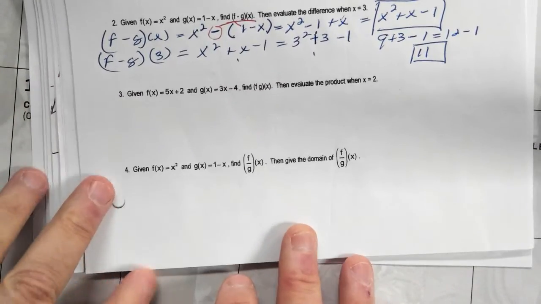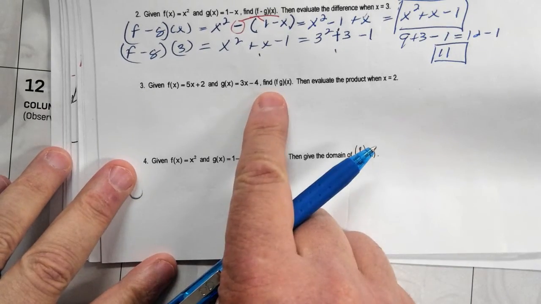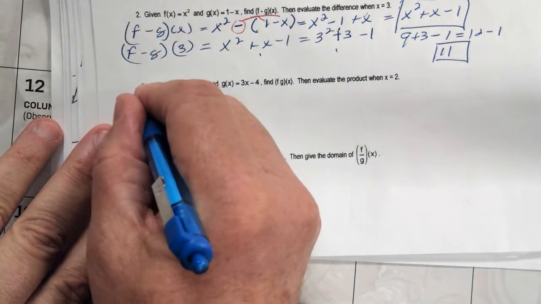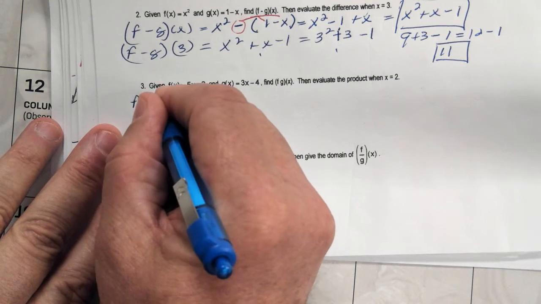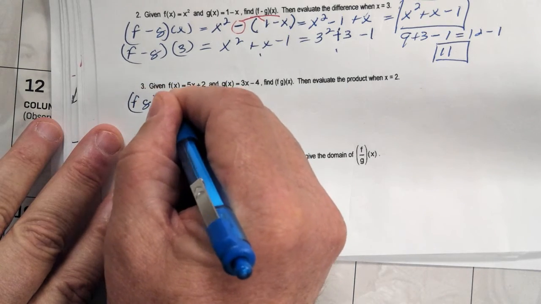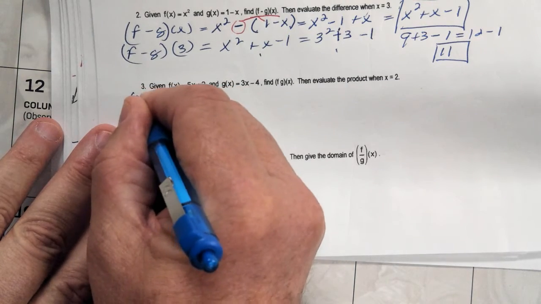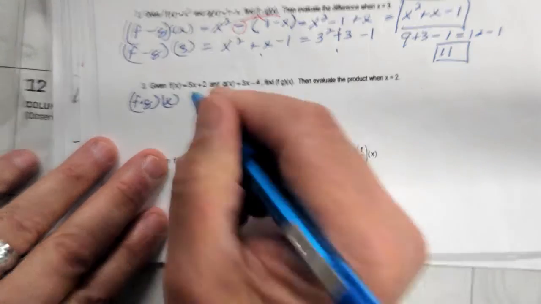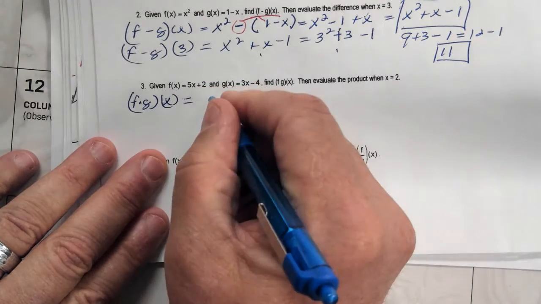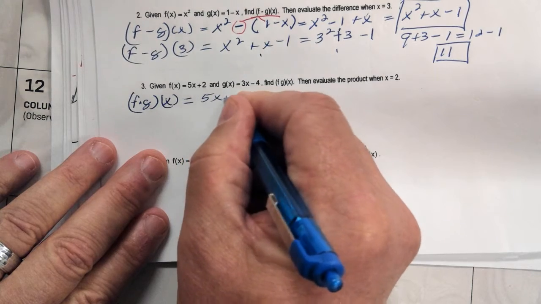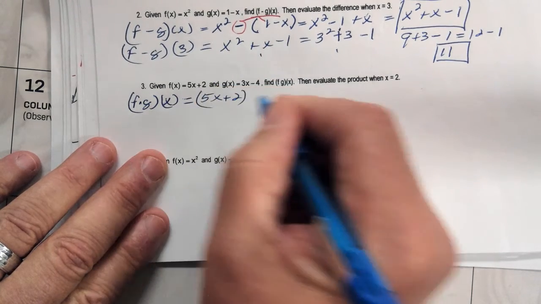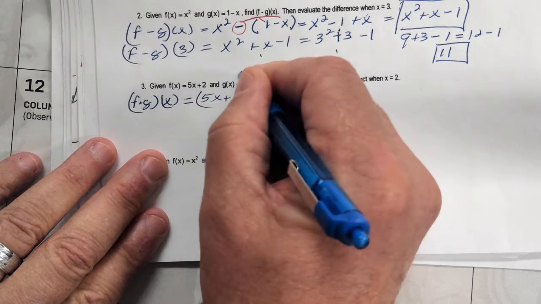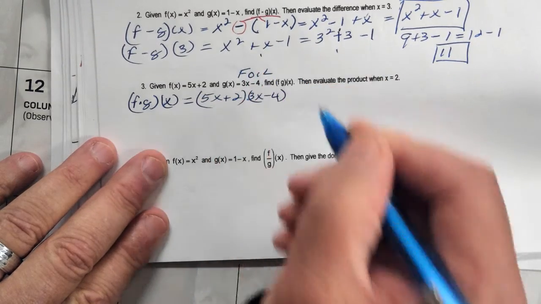Moving right along now. They want f times g of x. Note there's a little dot there, but they didn't show it. I'll put it there. So that means I take the function f, which is 5x plus 2, the function g, 3x minus 4, and multiply them. And we can do that by FOIL.